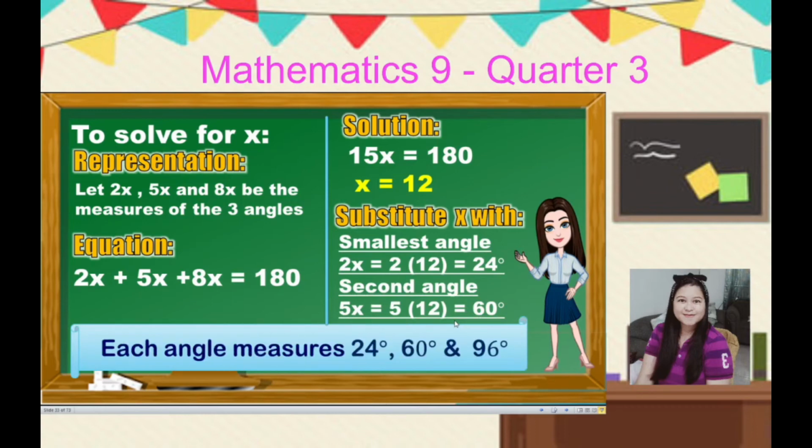So, therefore, the angles measure 24 degrees, 60 degrees, and yung pangatlo, paano nakuha yung 96 degrees? Ano lang gagawin natin? 8 multiplied by 12 lang tayo. Kaya nakuha yung 96 degrees. Okay?